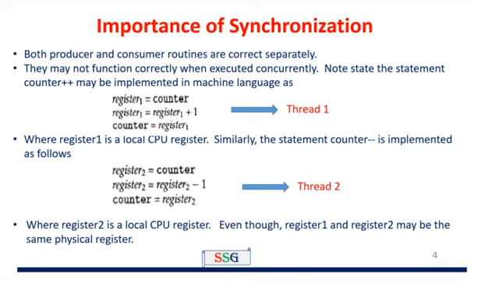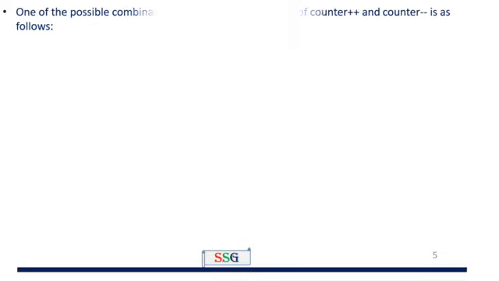Here register 2 is also a CPU register, even though register 1 and register 2 may be the same physical registers. So here the counter variable is shared by both the producer and the consumer. Next, assume the situation.